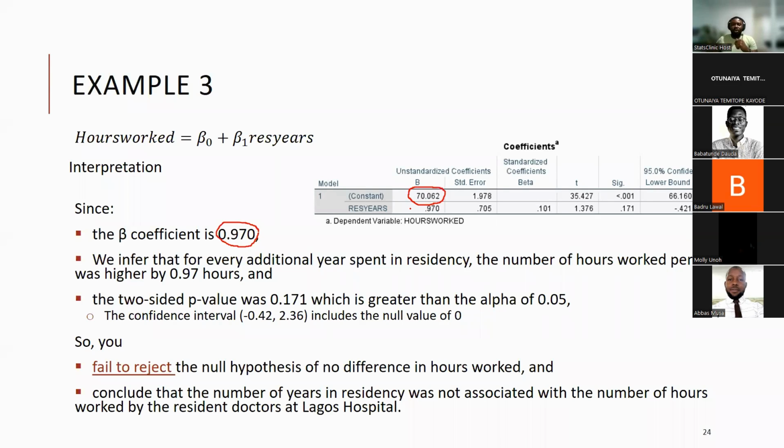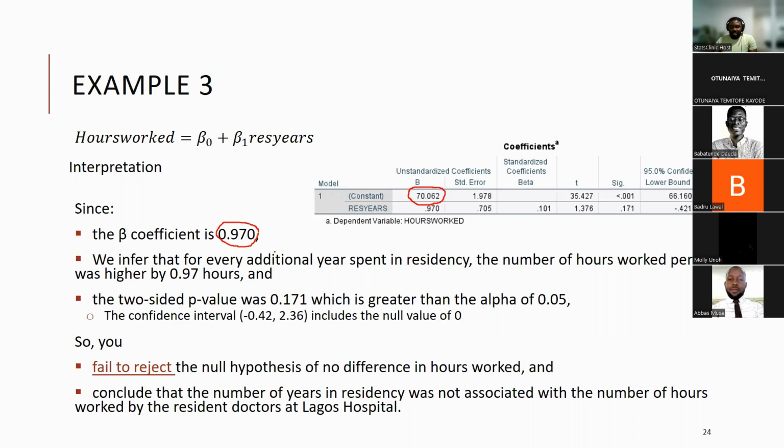And if you go and talk to somebody else who is in the second year, the increment over 1 year is going to be another 0.97 hours. That's what that beta 1 coefficient means. All right, very good. So that's how we interpret it.